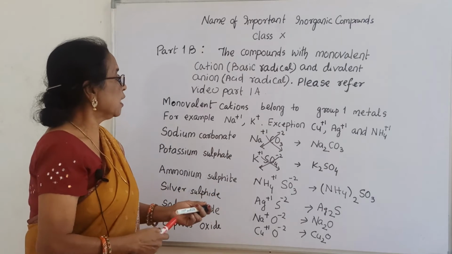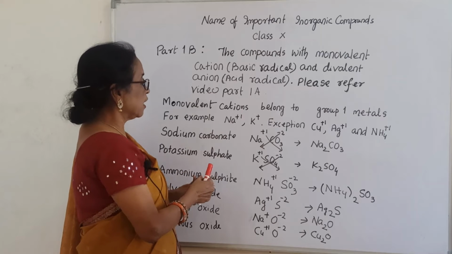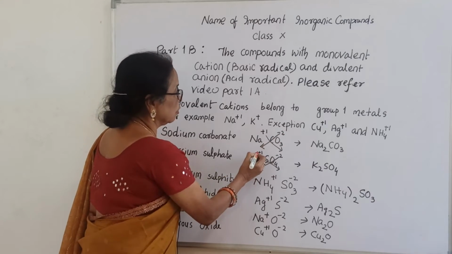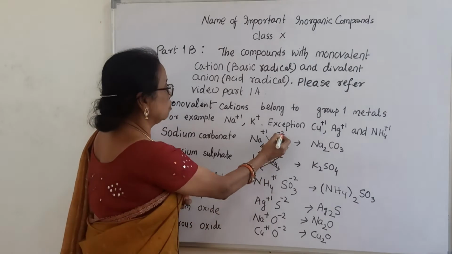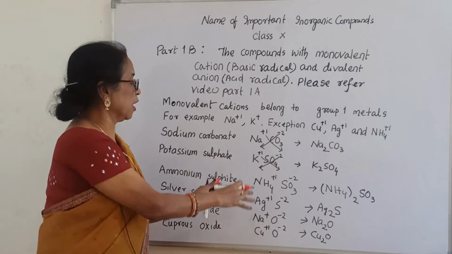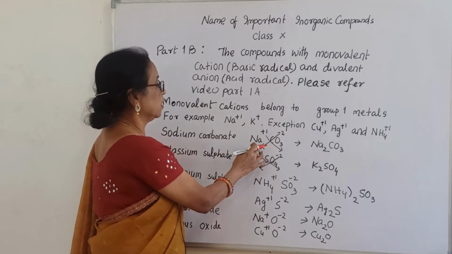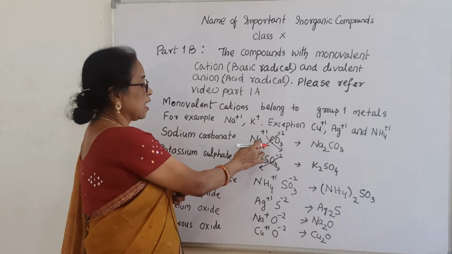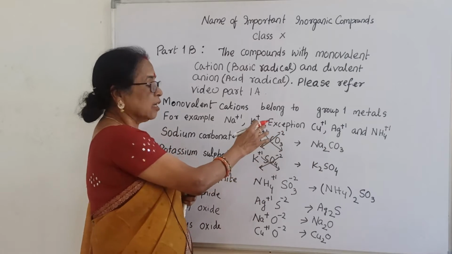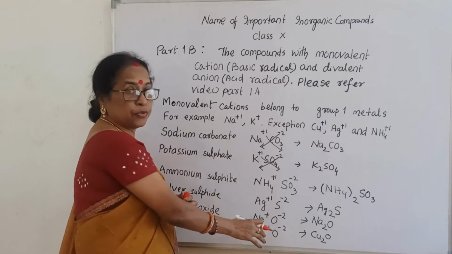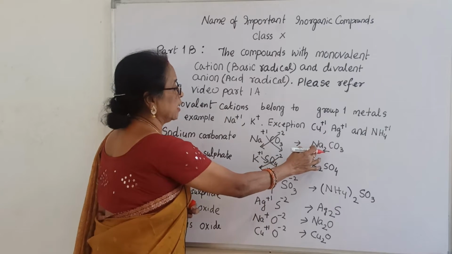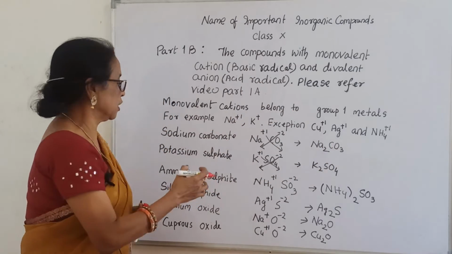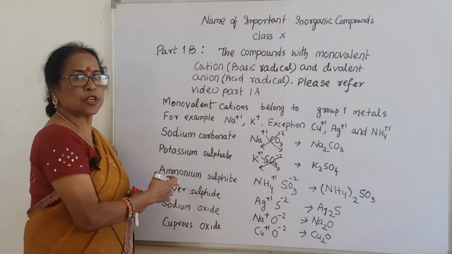Then what to do? This digit comes here, the 2 will come here, and the 1 will come here. I have not written the digits 2 and 1 because you may get confused. So the 2 will come here and the 1 will come here. So what is the formula? Na2CO3. Then come to potassium sulfate.